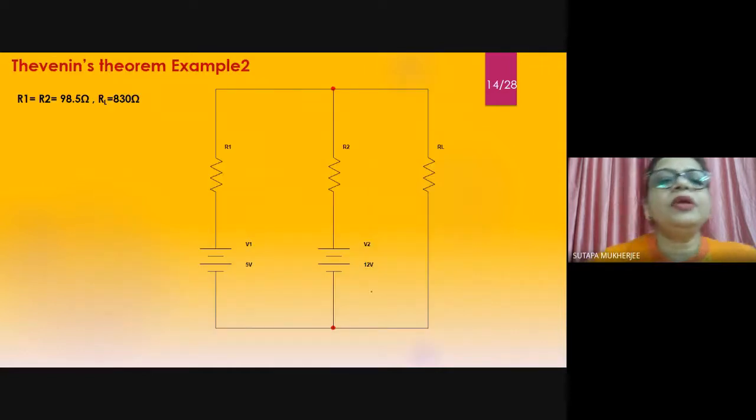Now another problem is there. Just write down the problem. You will do it as a homework. R1, R2, RL. There are two voltage sources, I mean, two batteries are there having the values 5 volt and 12 volt. Just write down the problem, please.